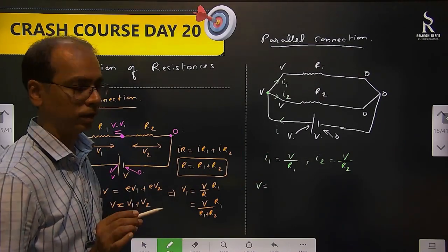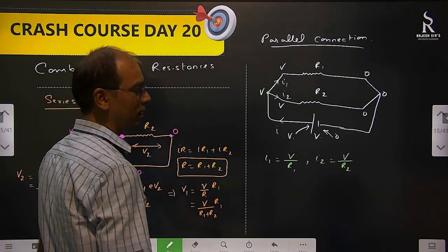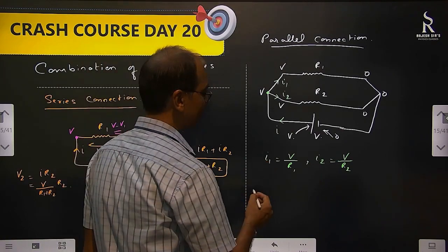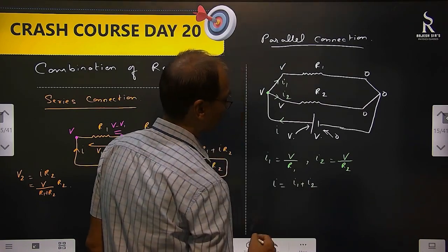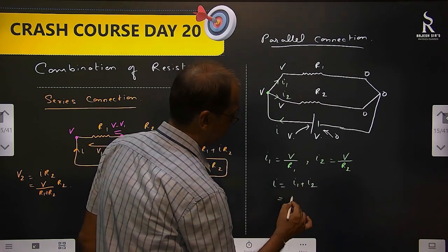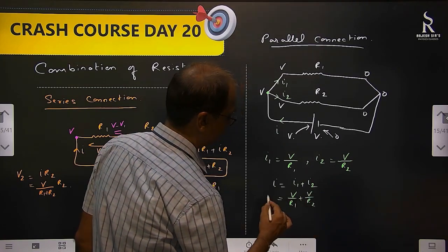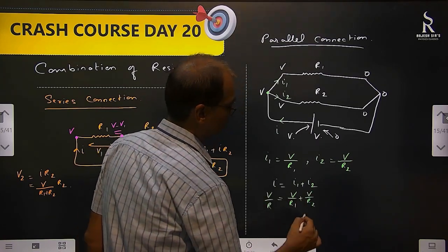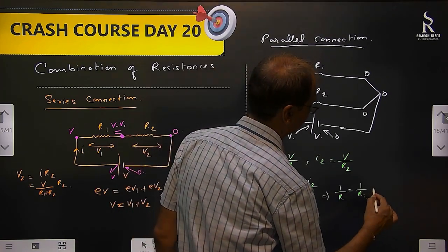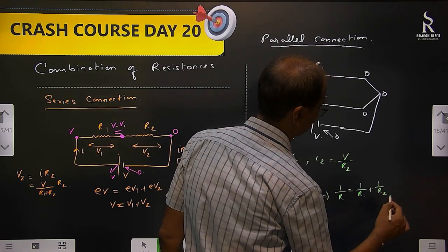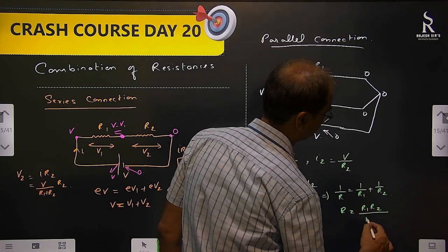Wait. This is parallel, I haven't found the net resistance yet. So how to find it? Now I equal to I1 plus I2. First do that one, then we will do the rest. I1 I have already written as V by R1, so place it here. This is V by R2, and this will be written as V by R. So for resistance, 1 by R equal to 1 by R1 plus 1 by R2. So R is equal to R1 R2 by R1 plus R2.